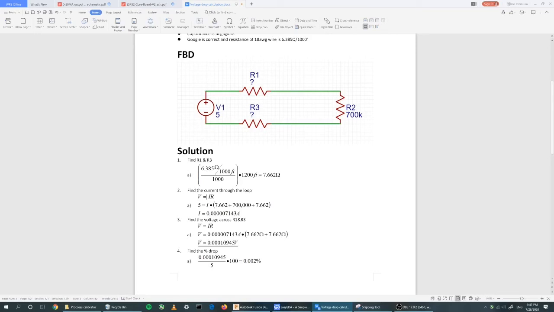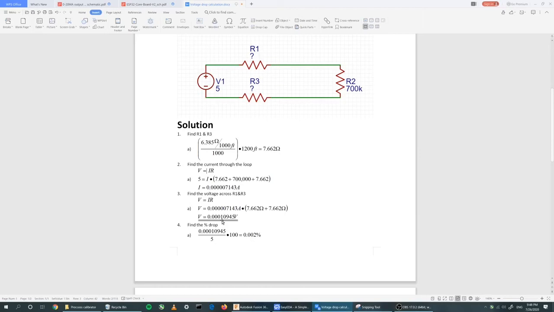Then we're going to find the current through the entire loop. So how much current is going through here? We use Ohm's law, so V equals IR. 5 equals I times the total resistance. We can add up R1 plus R2 plus R3, since they're all in series. We get this as our current, this ungodly small number.